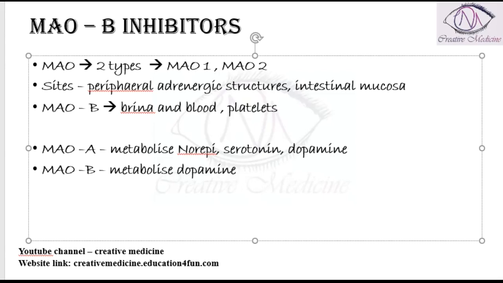So, if you give a monoamine oxidase B inhibitor, obviously this will block dopamine metabolism, thus increasing the availability of dopamine in the brain. The drugs which are monoamine oxidase B inhibitors are two drugs: selegiline and rasagiline.